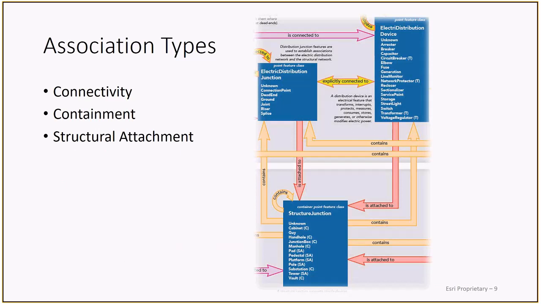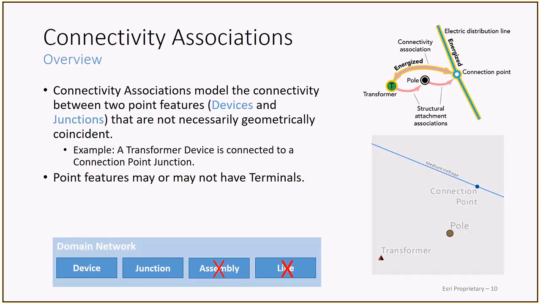So what are our association types? We have connectivity, containment, and structural attachment. To start with our connectivity associations, this is just the ability to say that two things, while not geographically coincident, are in fact connected to each other. The connectivity associations are junction-junction connectivity. So you're not going to say that this edge is connected to that junction that's 14 miles away, but you could say that these two junctions are connected.